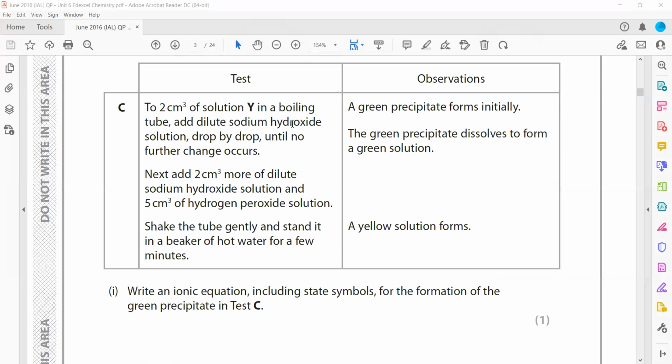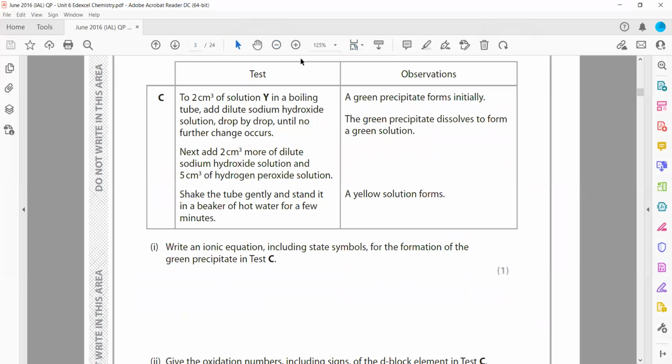Write an ionic equation which includes state symbols for formation of the precipitate. Because we add sodium hydroxide, the precipitates, remember, are always hydroxides. So what happened? It formed chromium 3 hydroxide, Cr(OH)3. So what ions are present? It contains a chromium plus 3 ion and 3 hydroxide ions. So chromium plus 3 and 3 hydroxide as a result will produce chromium hydroxide.